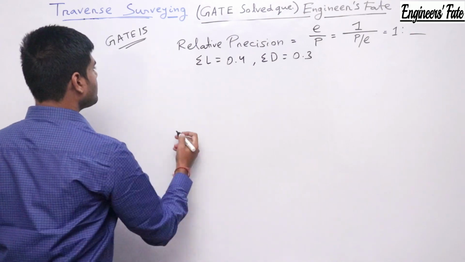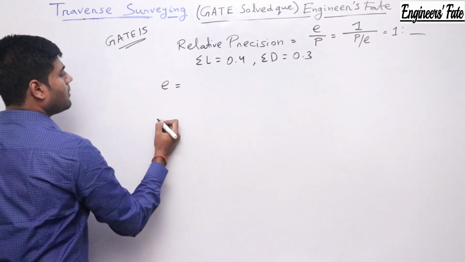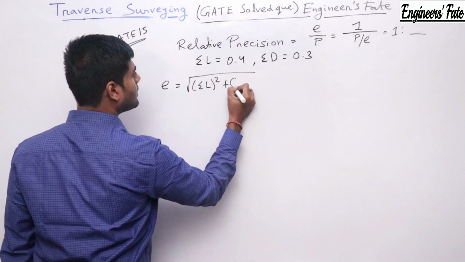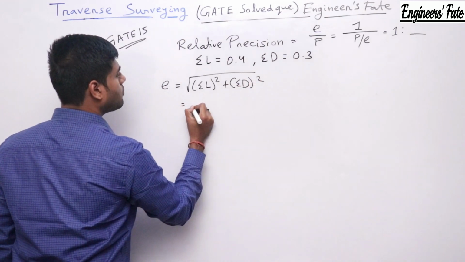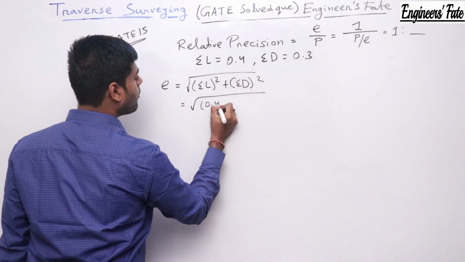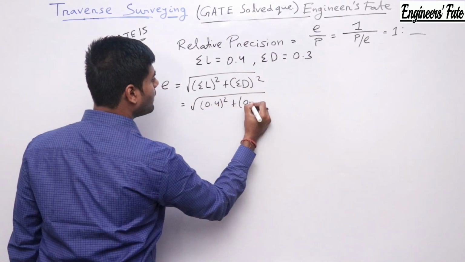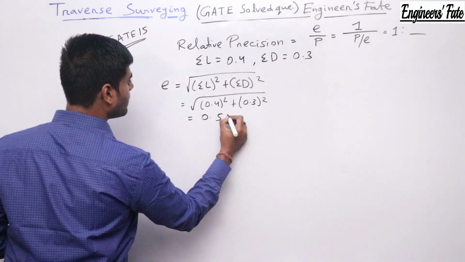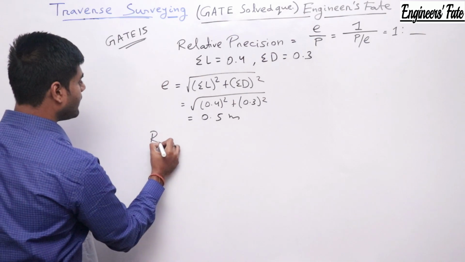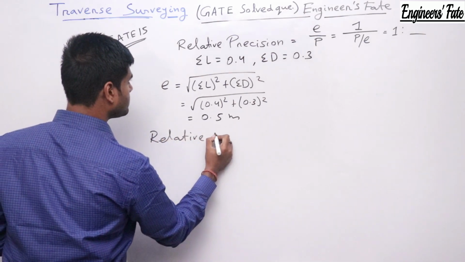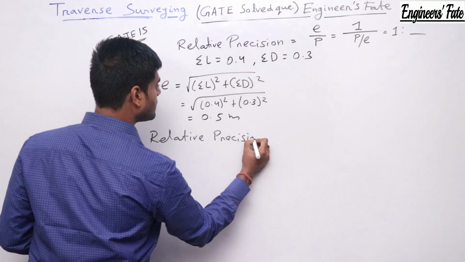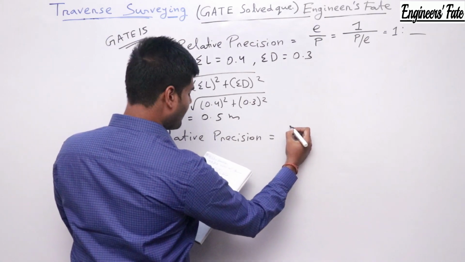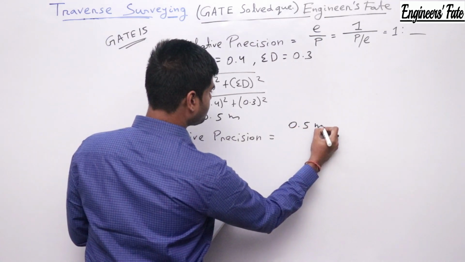So now what is the value of E? E means the magnitude of closing error, that is the square root of summation of latitude square plus summation of departure square. So the value is 0.4 square plus 0.3 square. If you find this value, this will come as 0.5 meter. So what will be the value of relative precision? This will be error. What is the value of error? The value of error is 0.5 meter.